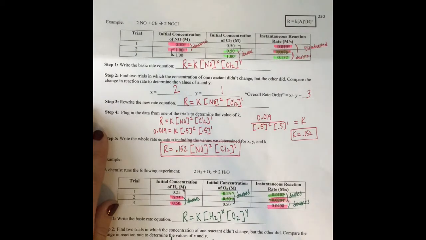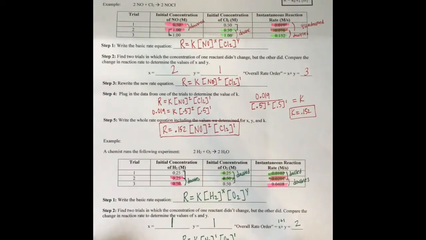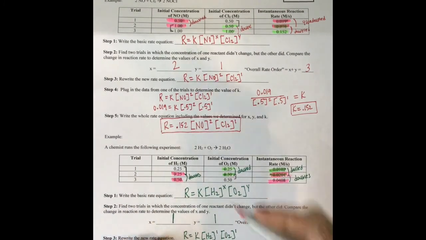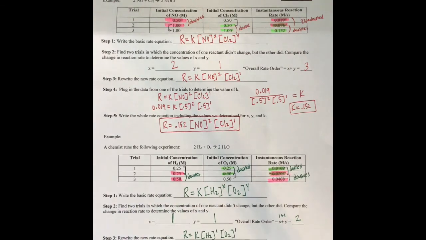So I know that's a lot. Hopefully as you're working through your homework, you'll see that the problems flow through in the same order. Please come back to this and play it again if you need to watch specifically how I figure out the rate order in these steps.